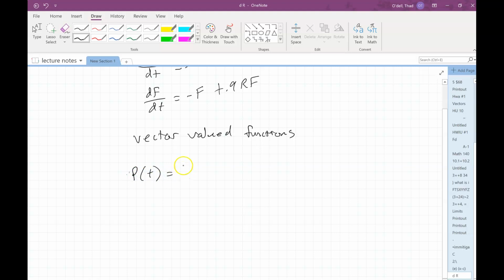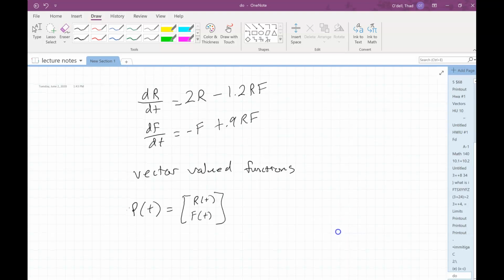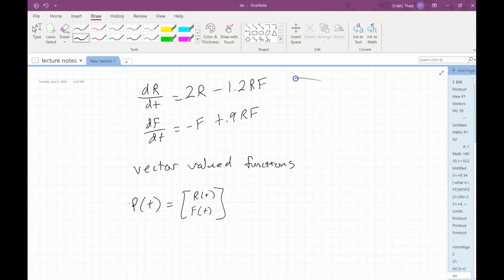P of t is equal to the vector r of t, f of t. So again, that means r of t would be the solution to this equation. Well, they actually both are solutions.